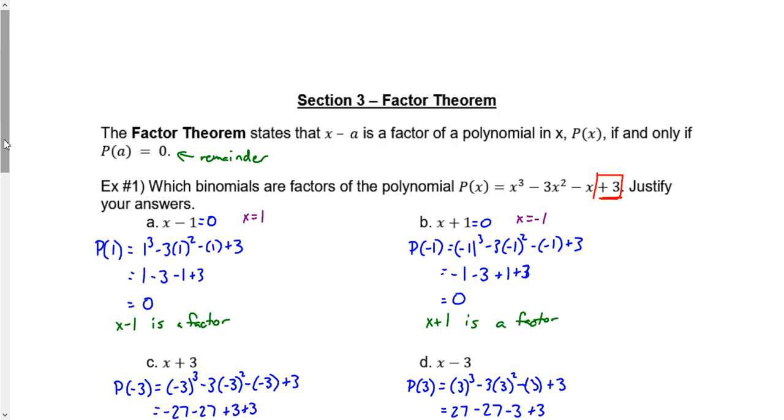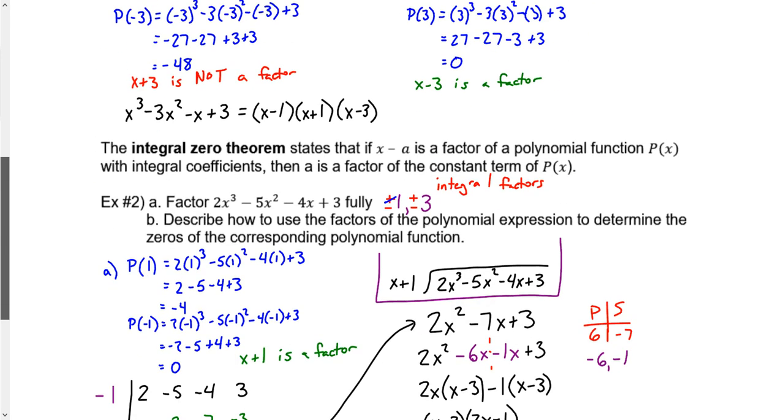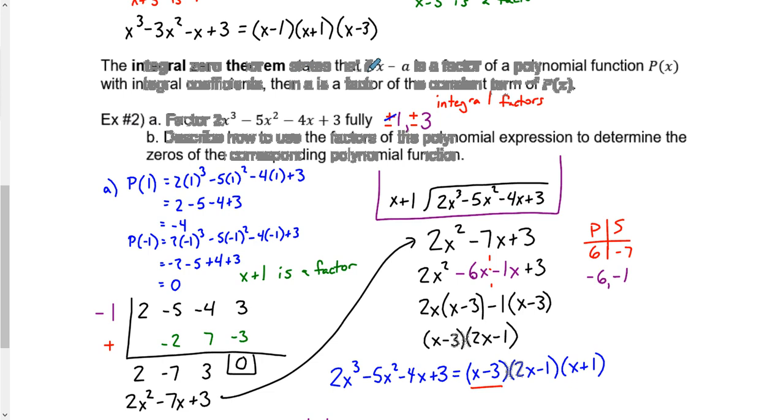Well, let's go back again to read our integral zeros theorem. It states a binomial is a factor if, with integral coefficients, then a is a factor of the constant term. So let's look at this constant term. We have 36. Well, in order for us to find out what our factors are, we're going to have to look at the factors of 36.